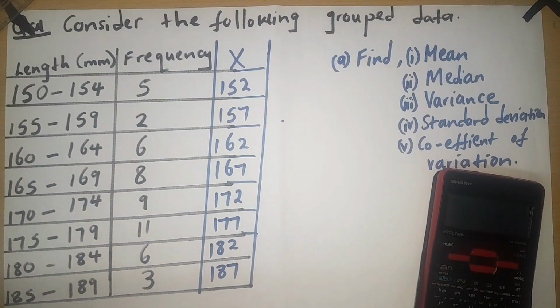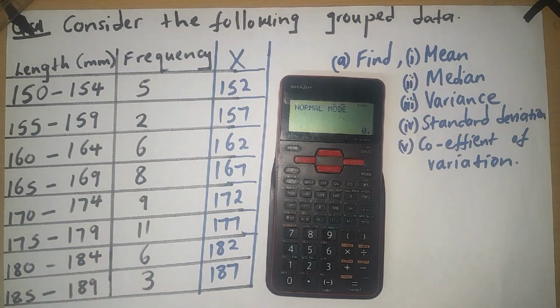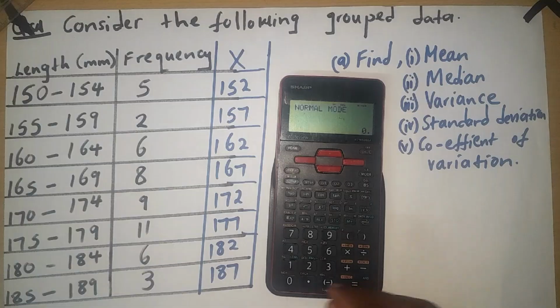After this, when we are feeding our data into the calculator, we are going to use only the midpoints and the frequency. These two are the ones which will produce all the answers needed here. So now we need to set our calculator into statistics mode.